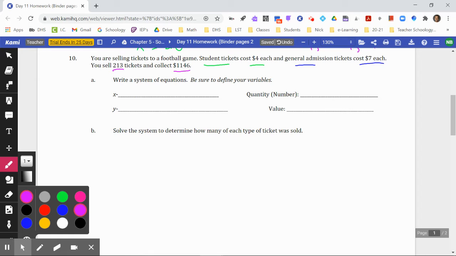All right, so we're going to write a system of equations again, but be sure to define our variables. Well, here we're talking about student tickets and general admission tickets. So X we're going to call student tickets.